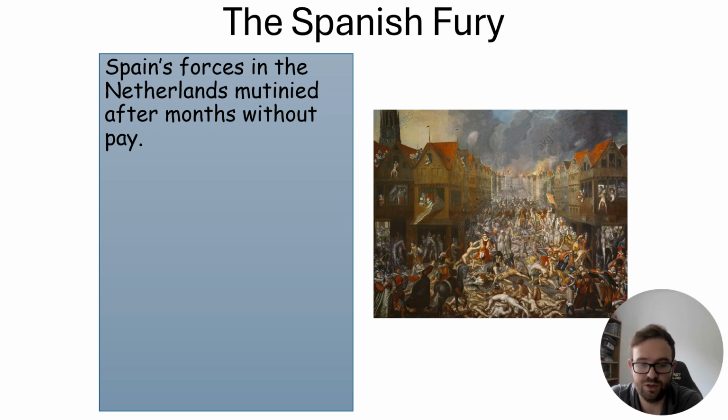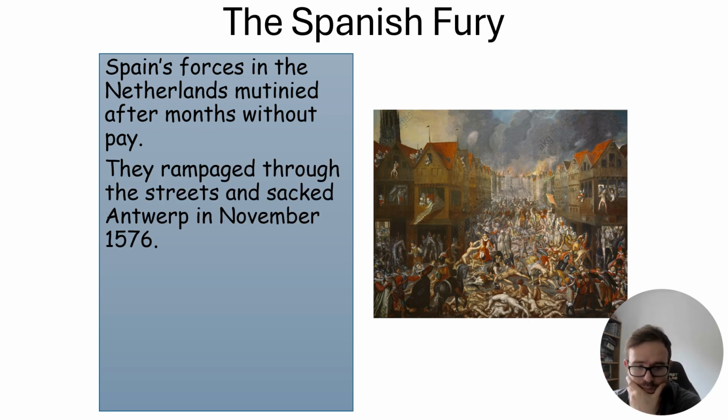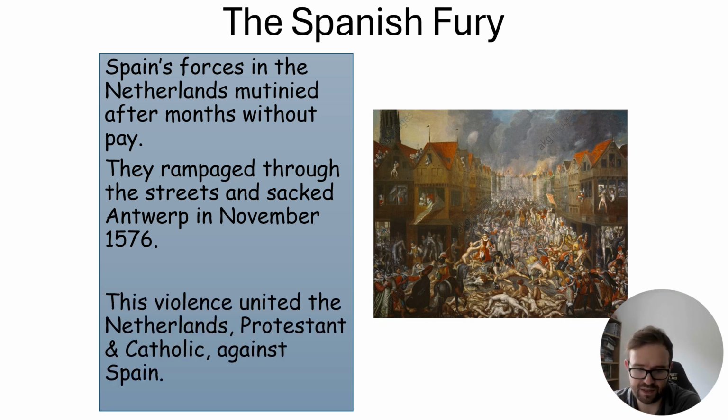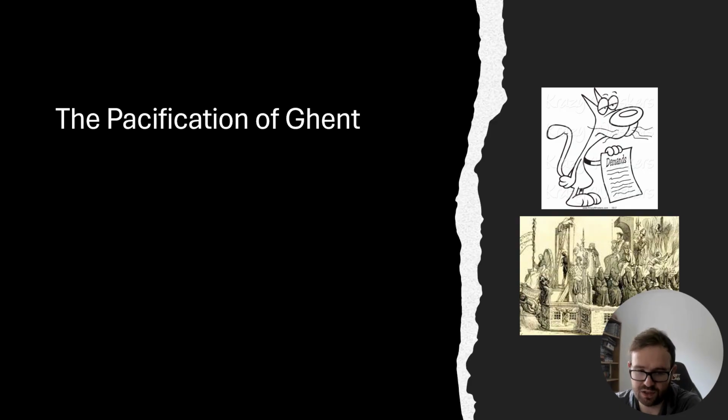So Spanish forces are frustrated that they haven't been paid, not because of the Genoese Loan, but because of Drake attacking the gold ships in the Americas. So that's having a massive impact, and that's how you can connect these themes as well. The Spanish troops start rampaging over Antwerp, which is a city in the Netherlands, and they destroy the city in 1576. This leads to the second part of the Dutch Revolt, where they unite against the Spanish.